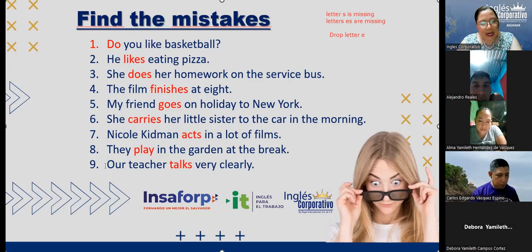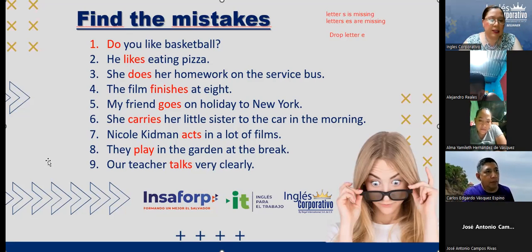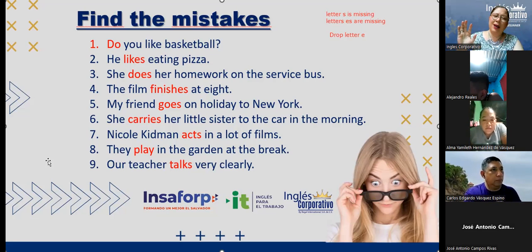All right, let's read number nine. Our teacher talks very clearly. A ver todos. Our teacher talks very clearly. All right. So now we learn how to read linking the words. Ya aprendimos ahorita que cuando leamos, no leamos como robots, sino que haciendo unión de palabras, una con otra, ¿verdad?